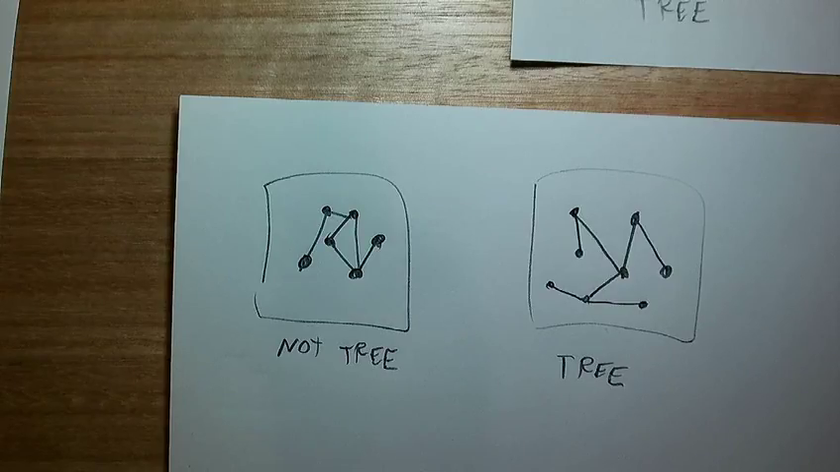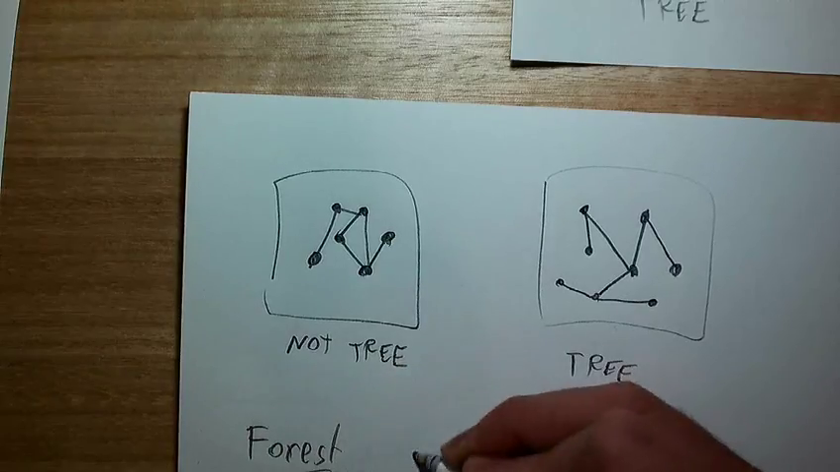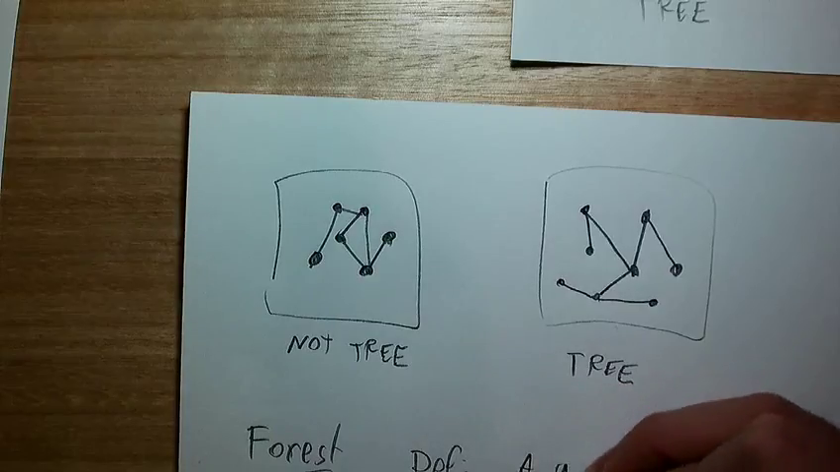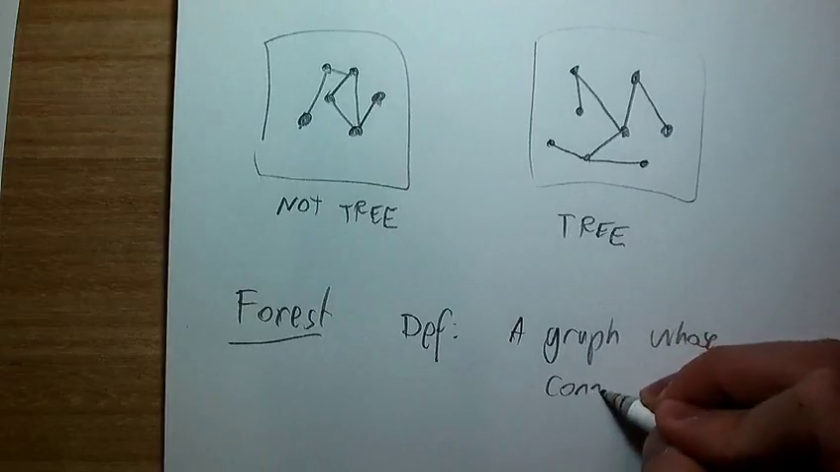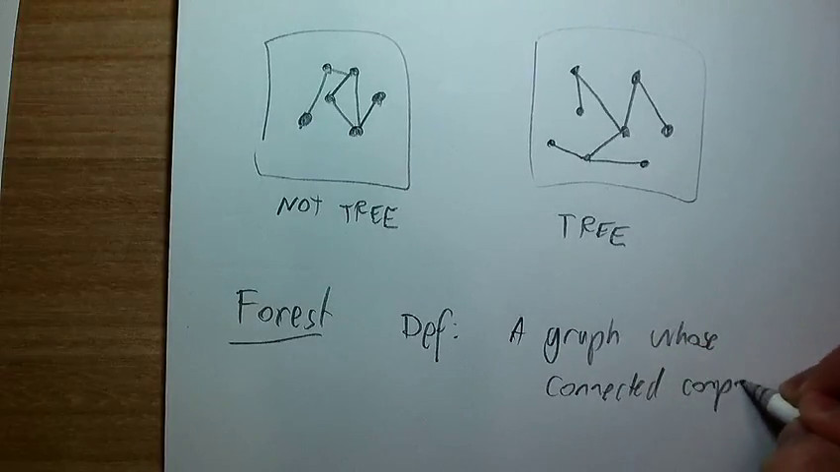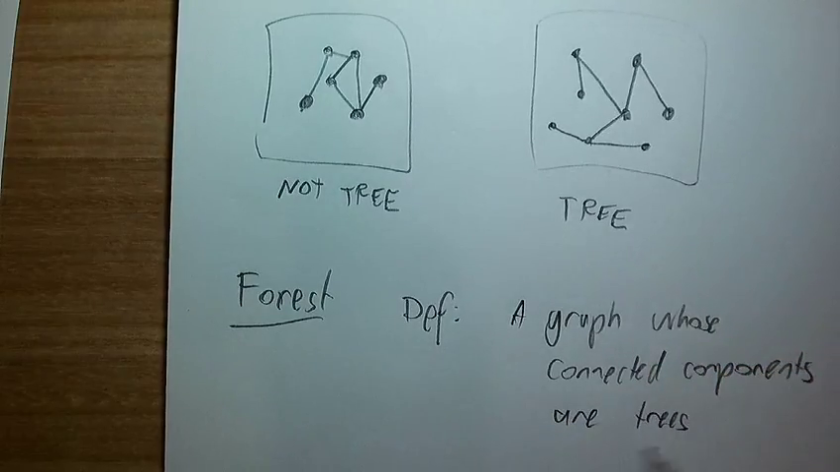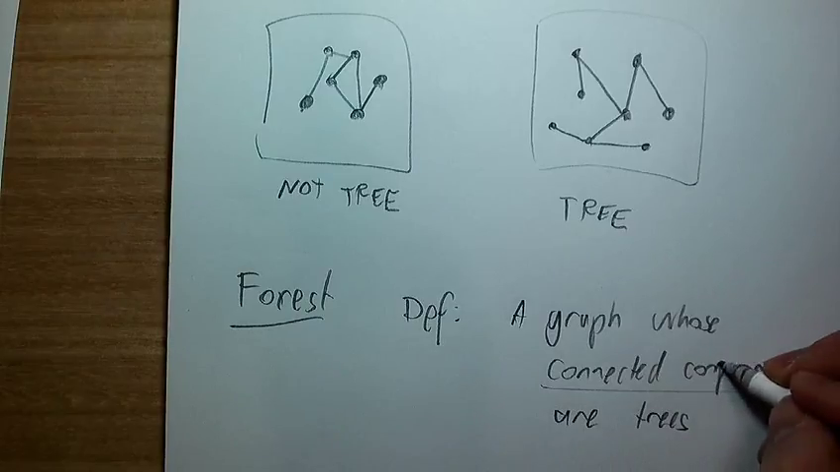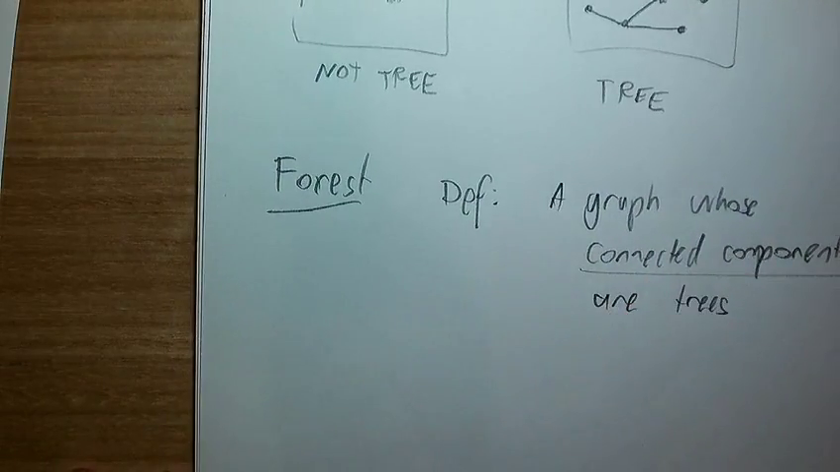Ah, a forest is a graph whose connected components are trees. Okay, so a forest is a graph that's made up of separate trees. So the definition is a graph whose connected components are trees. We need a definition of connected component in order to know what a forest is, but we can do some pictures of it.